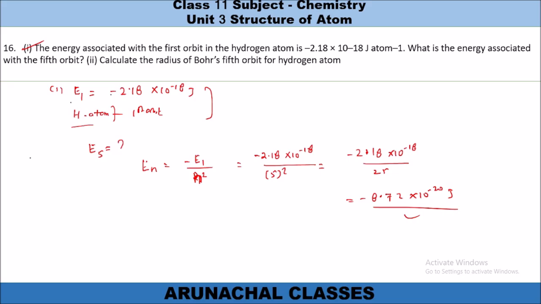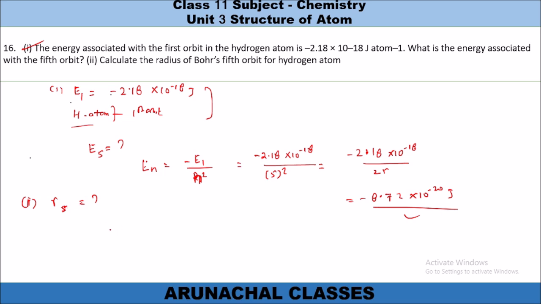Now we have the second part also. Here the second part is: calculate the radius of the Bohr orbit, the fifth orbit of hydrogen atom. So we have to calculate the radius for the fifth orbit of the hydrogen atom.